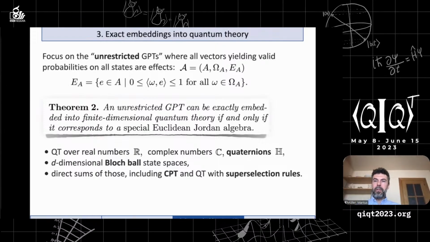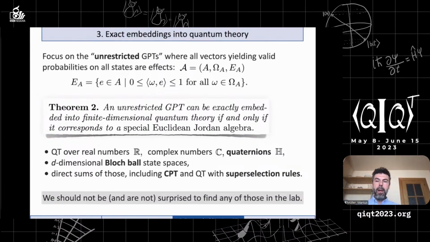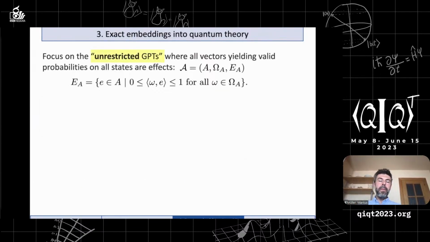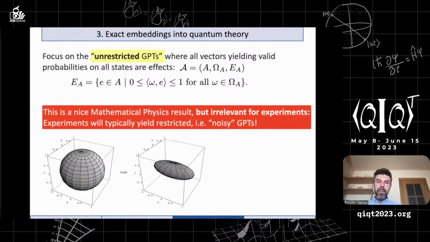in a non-contextual way in quantum theory, and which are unrestricted in the way that I described. So this tells you, for example, we should not, and in fact are not surprised if we find such state spaces in the laboratory. There are plenty of classical state spaces that we encounter every day, for example. So this focus on unrestricted GPTs, however, gives us a nice mathematical physics result, but it's irrelevant for the experiments we have in mind. Experiments will typically yield restricted or noisy GPTs.